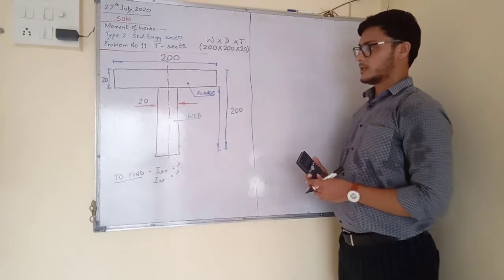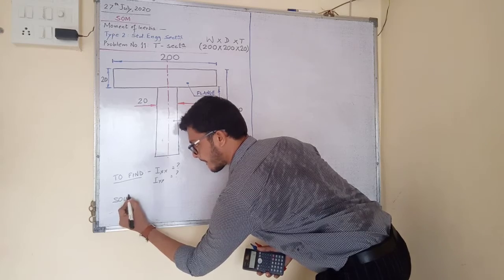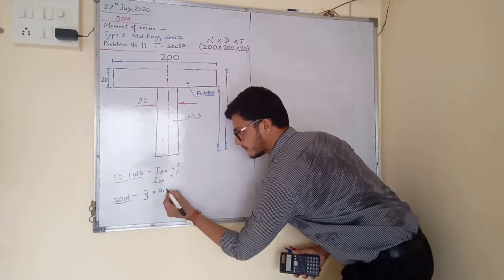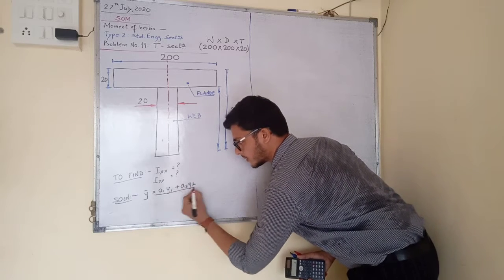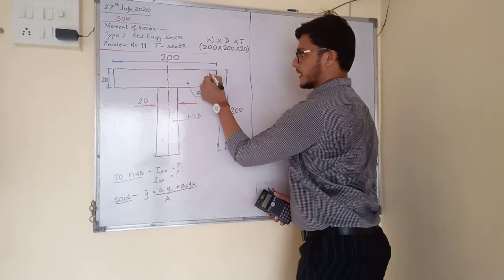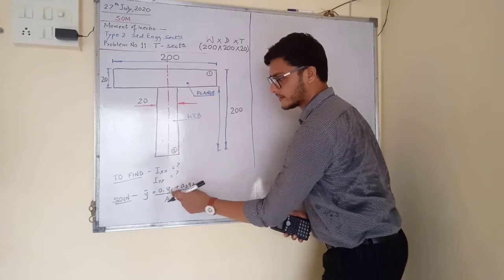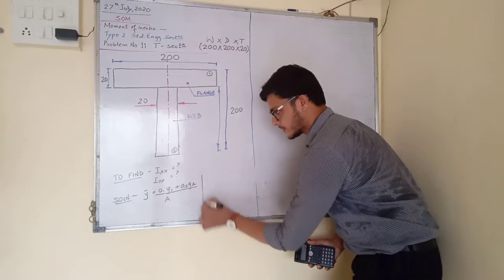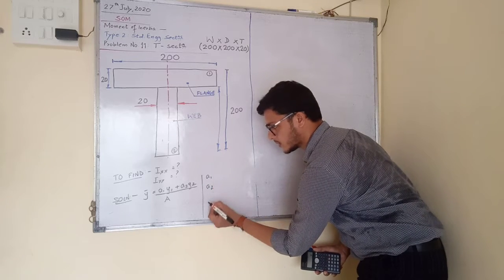So first we need to find y bar. Y bar is equal to a1 y1 plus a2 y2 upon total area, because we have two rectangles, rectangle number 1 and rectangle number 2. That's why a1 y1 plus a2 y2 upon total area. Now we will find the values and substitute. So a1, a2, total area.